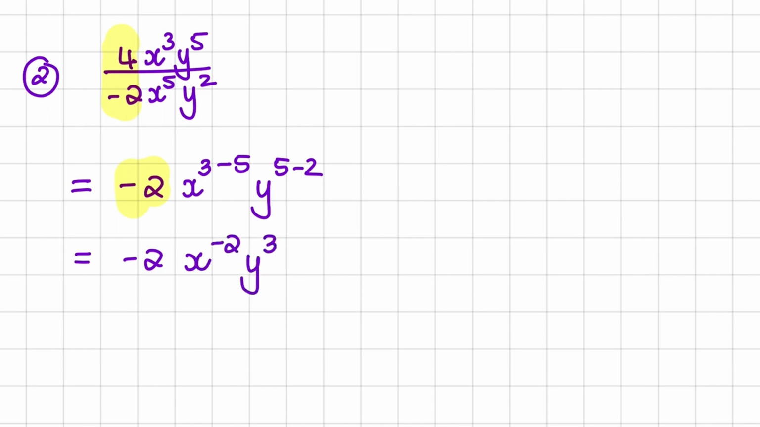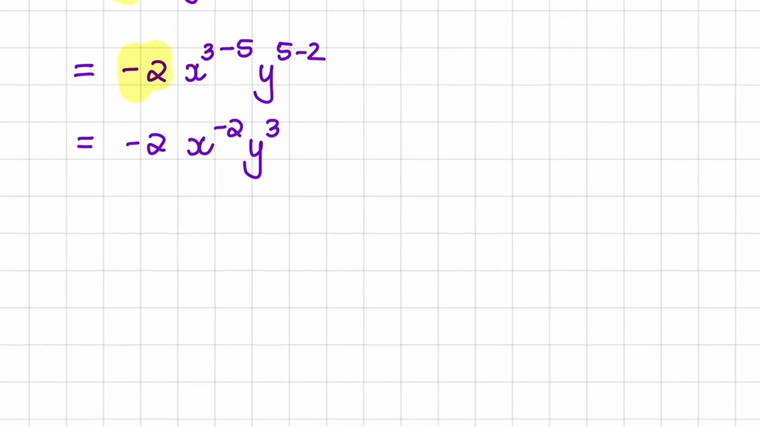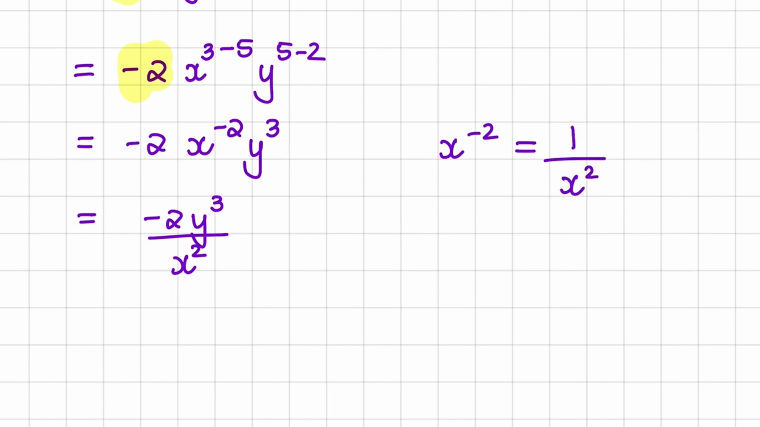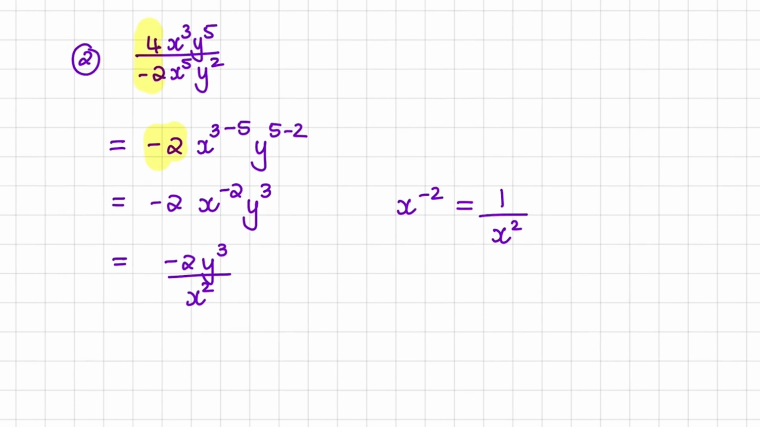Now normally you would think that you are done with this calculation, but in algebra, we always want to leave our exponents as positive values. So we are applying the law that says if I have x to the power of -2, I can rewrite that as 1 over x squared. So in our final answer, we have -2 as our coefficient, y to the power of 3 in the numerator, and x squared in the denominator.